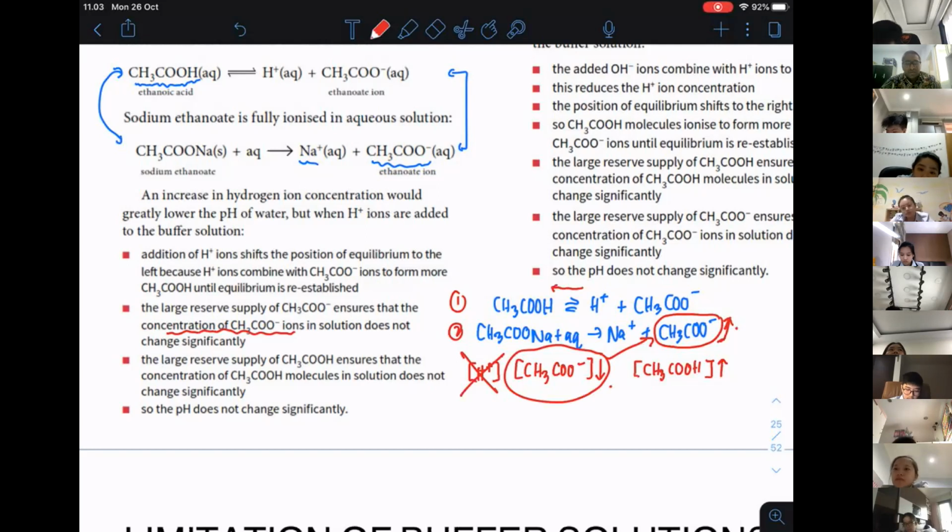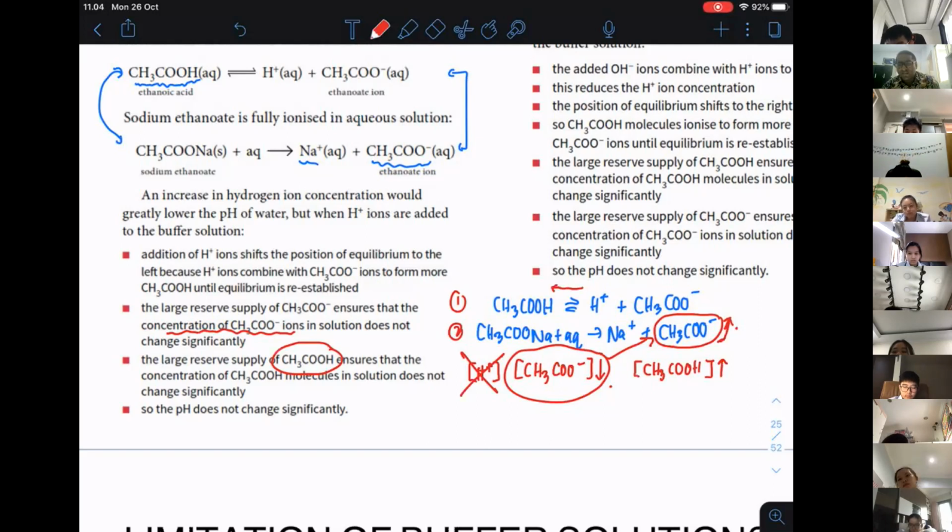And then how about the increase in ethanoic acid? What will happen to that? You also take note of the large reserve supply of ethanoic acid. Can you tell me where you have the large reserve supply of ethanoic acid, Gabriela Nicole? Is it from equation 1 or equation 2? Equation 1. Yes, this one is going to come from equation 1, because in equation 1 they do not dissolve a lot to give you H plus and CH3COO minus. So they have a lot of ethanoic acid.